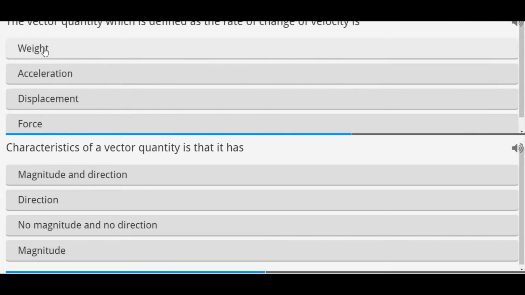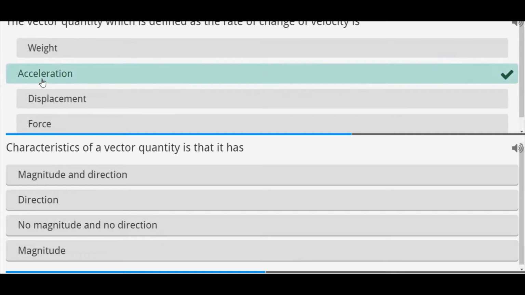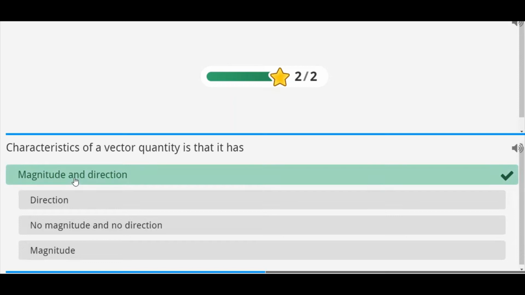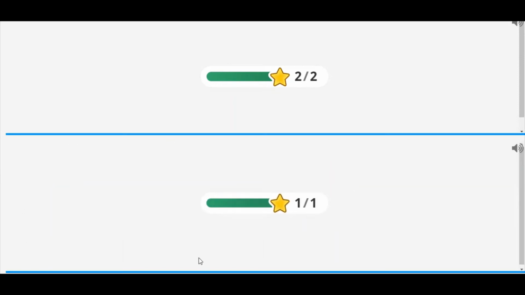That's correct. The vector quantity which is defined as the rate of change of velocity is... can it be weight? No. Displacement? No. Force? No. The correct answer is acceleration. Now, a characteristic of a vector quantity, as we made mention of not long ago, is that it has magnitude and direction. Yes, that is correct. We can move on now.